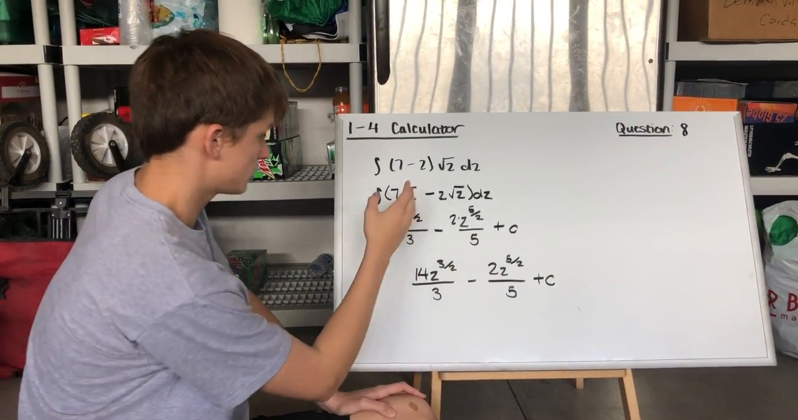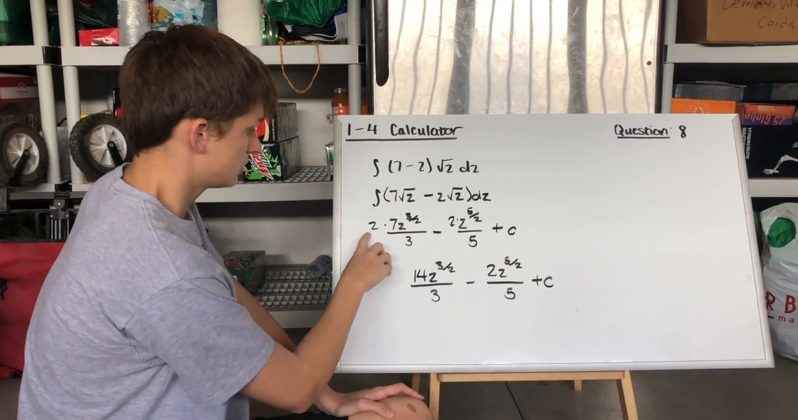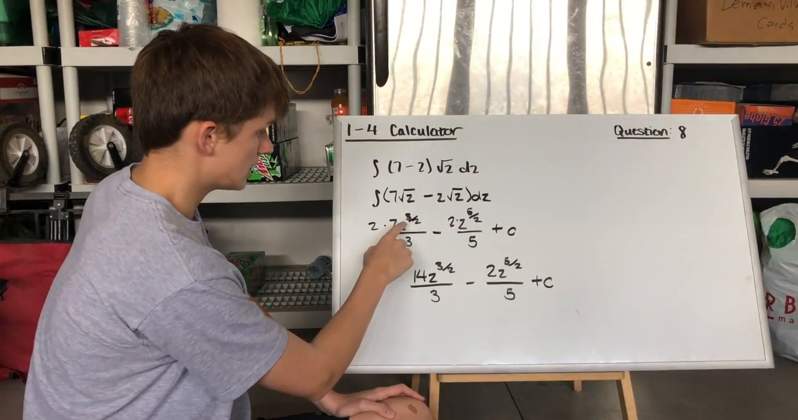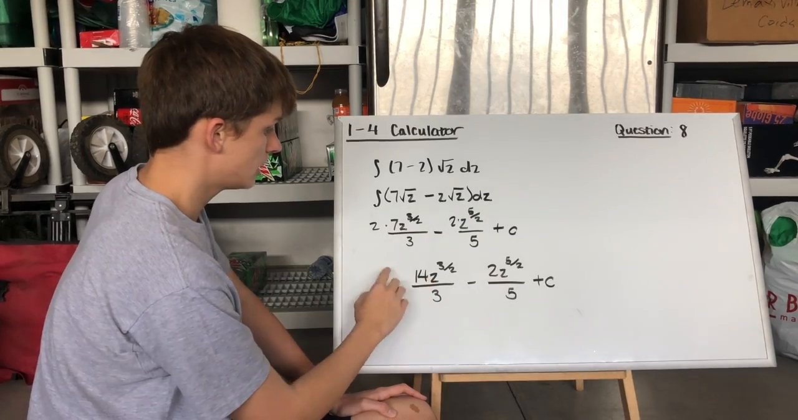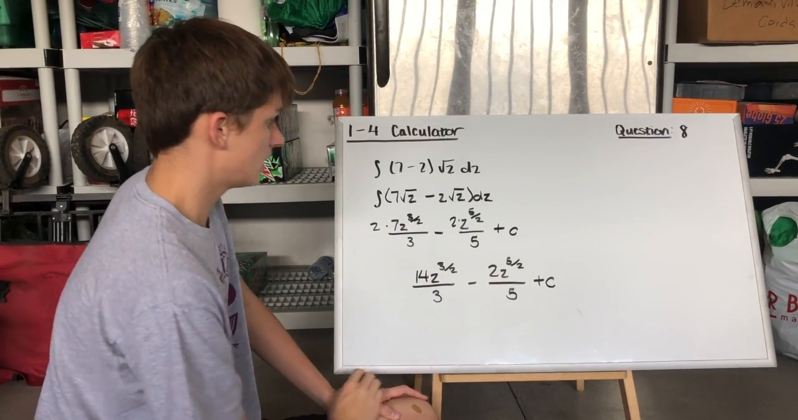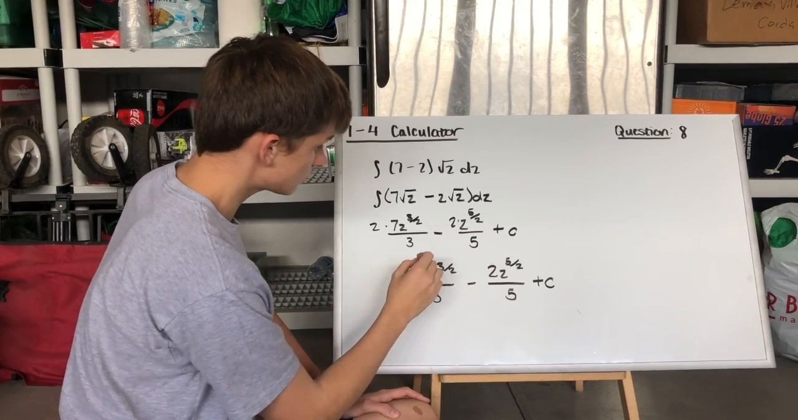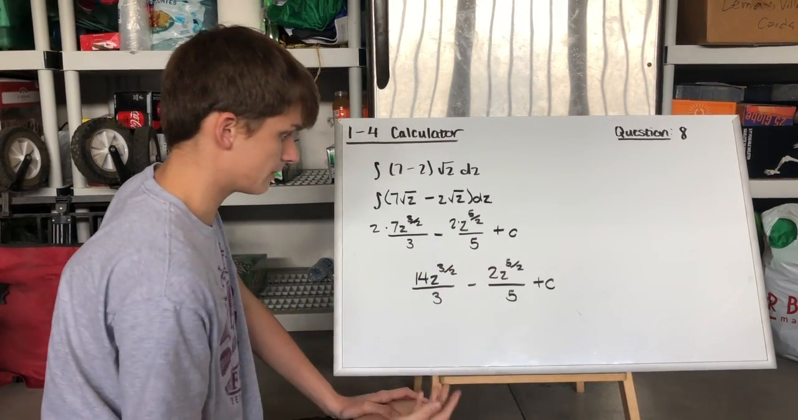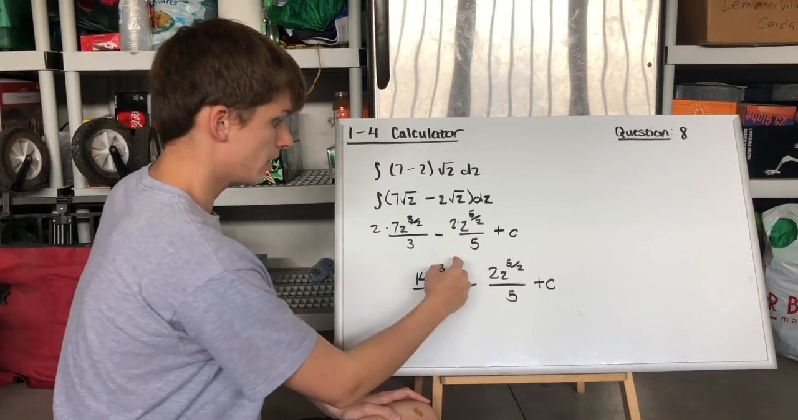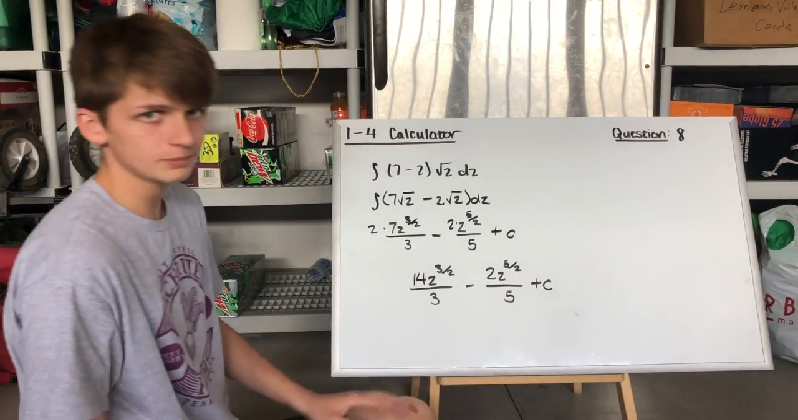integration. So when we come down here, 2 times 7 is 14. We keep the z to the 3/2, put it over 3. Then we subtract this part right here: 2 times z to the 5/2 is 2z to the 5/2 over 5, plus c.